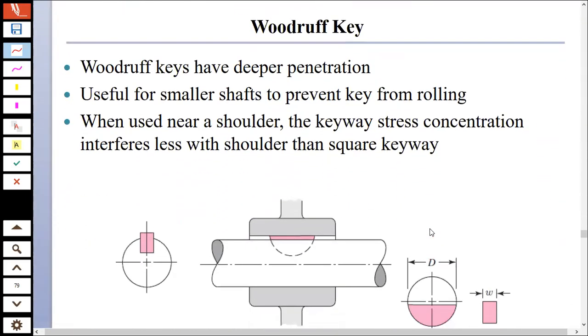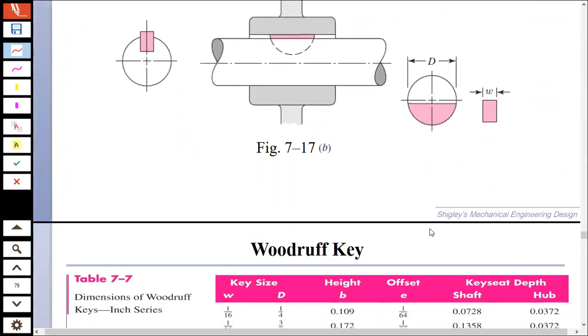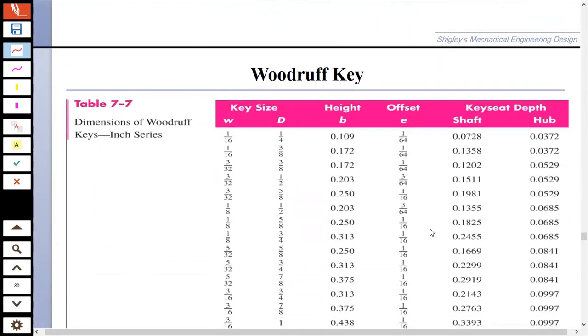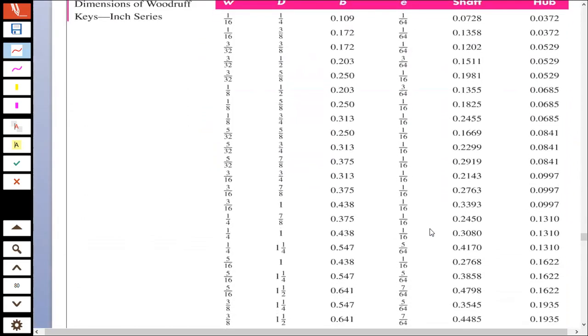Then we have the Woodruff key. You can also look at the geometry of a Woodruff key. These are the height, offset, and key seat depth for the Woodruff keys.